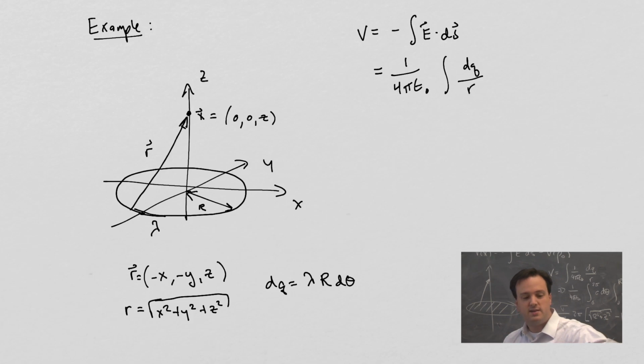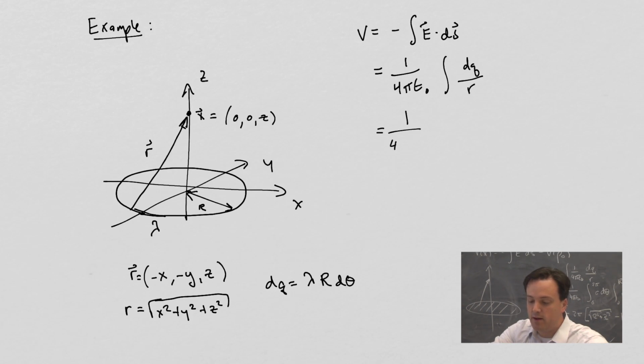Right? I can't just call it d theta because theta doesn't have any units, right? And I know that my charge density is a charge per unit length, and so that reminds me that I have to think about angular distances encoding that information that includes r. And now I'm ready to plug everything in.